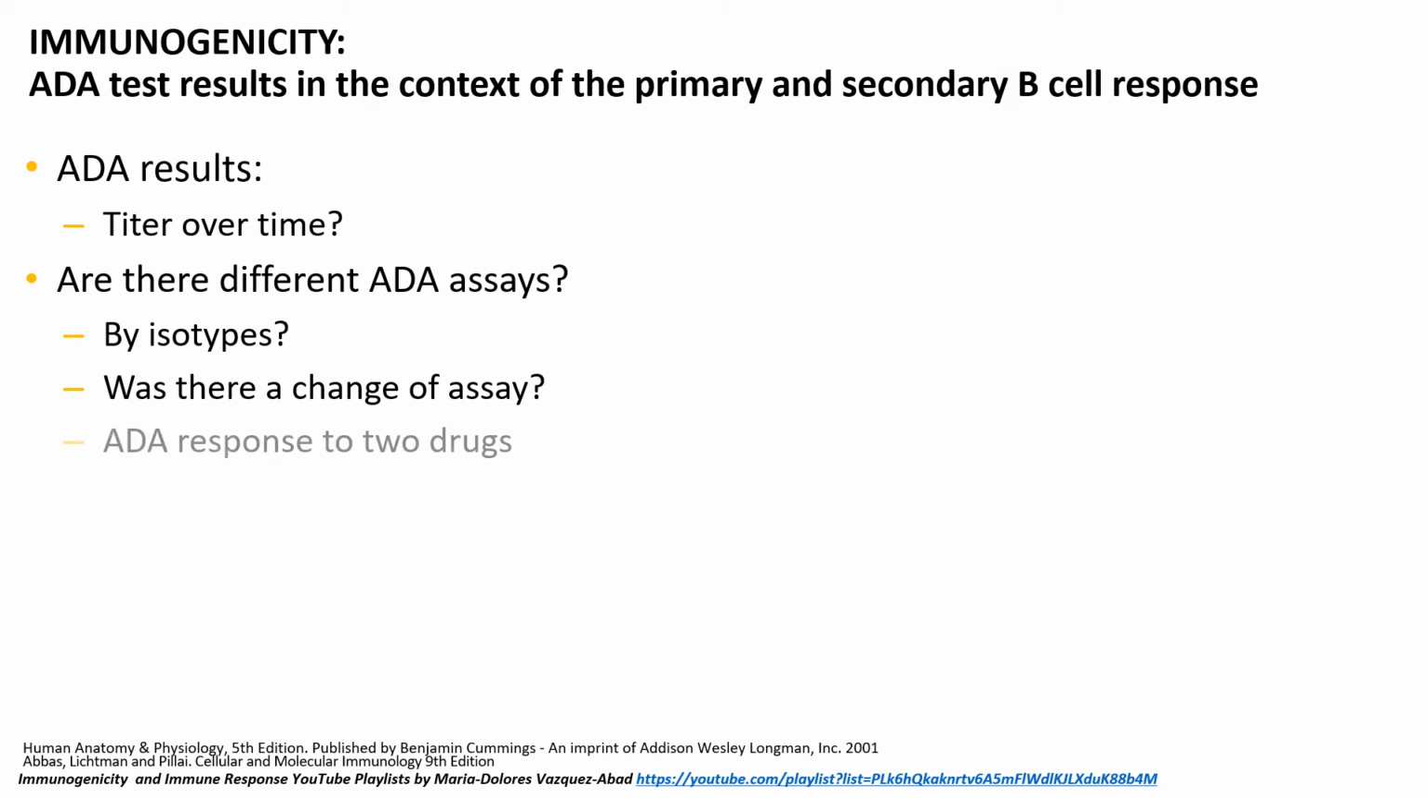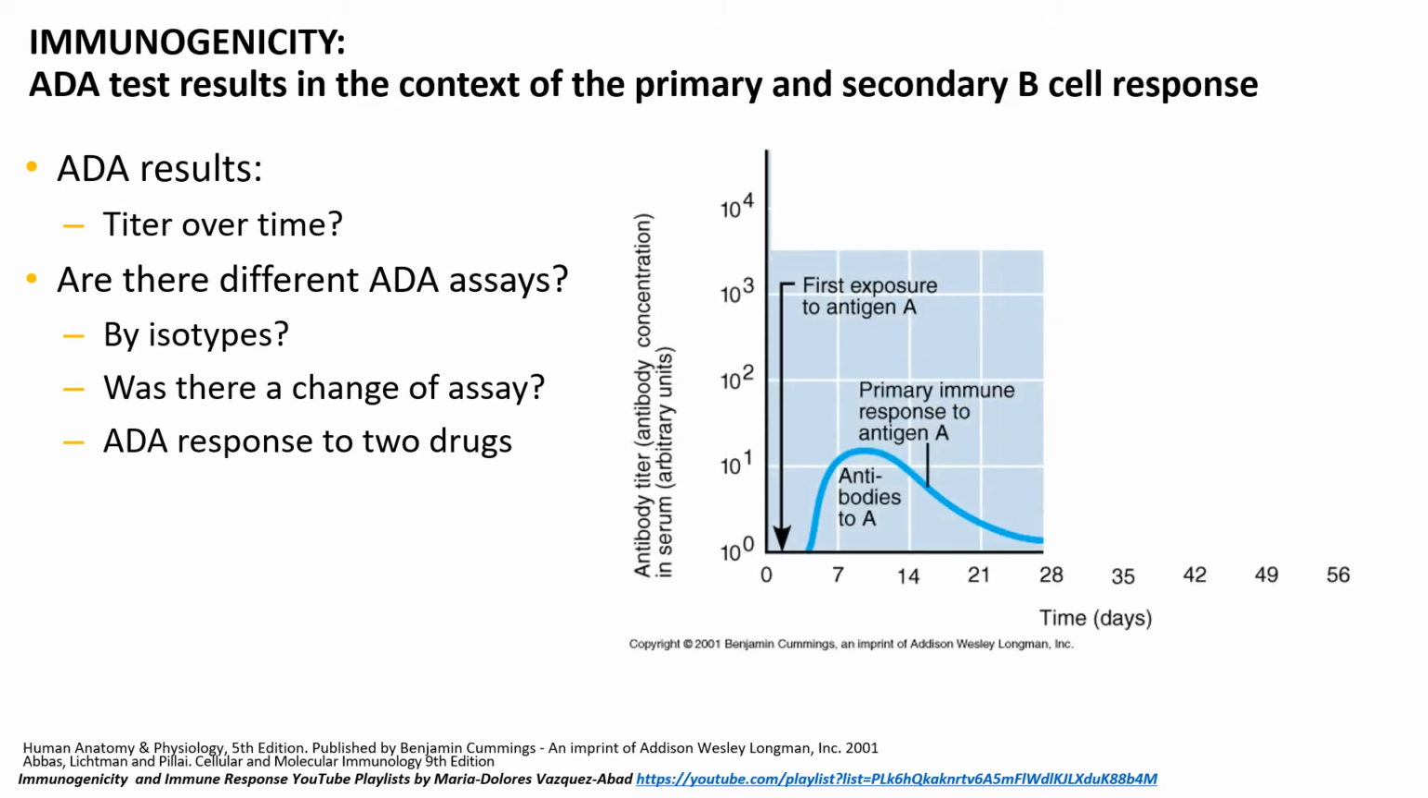In addition, we may have in a particular clinical trial or a particular drug, we can actually have anti-drug antibodies that are to different drugs. And these would generally be different anti-drug antibody assays, but they are validated. So what am I talking about? Let's just go over a primary response, let's say, to drug A. And so we have anti-drug antibodies to drug A, the patient is exposed and they get a primary response.